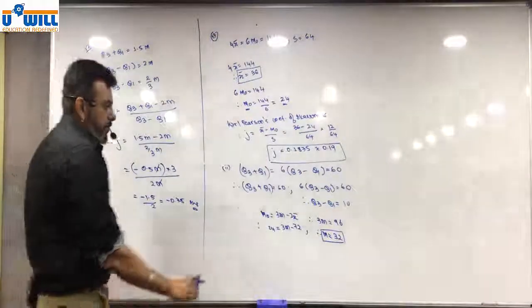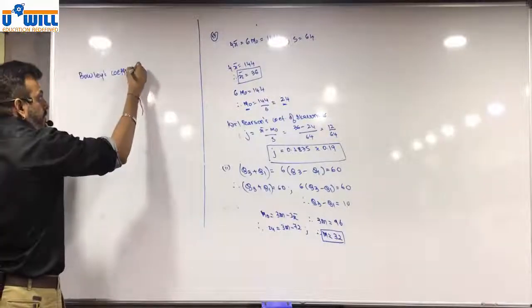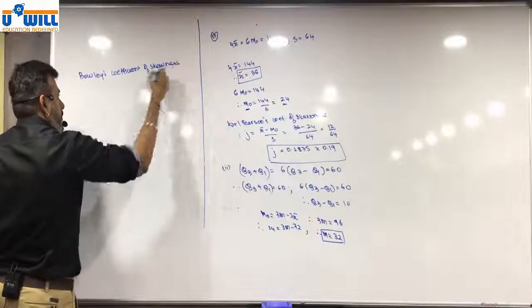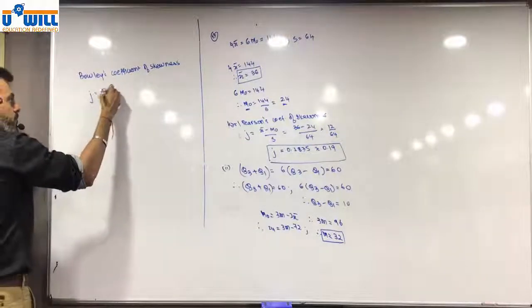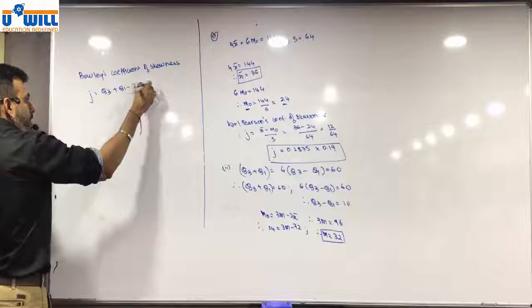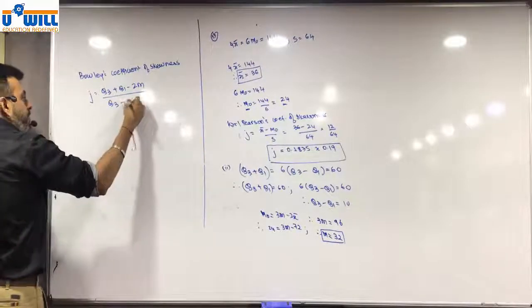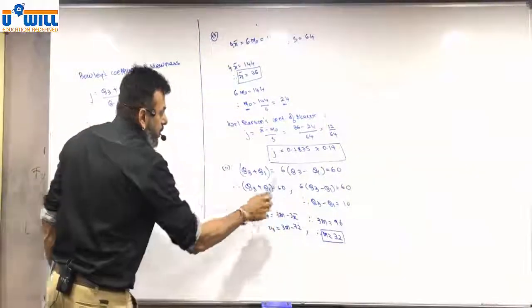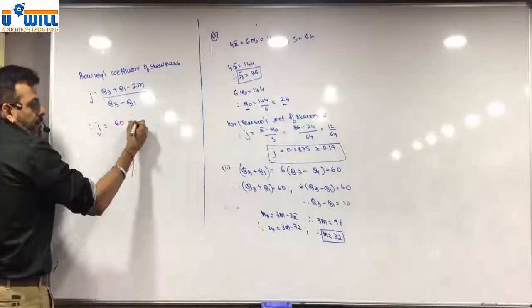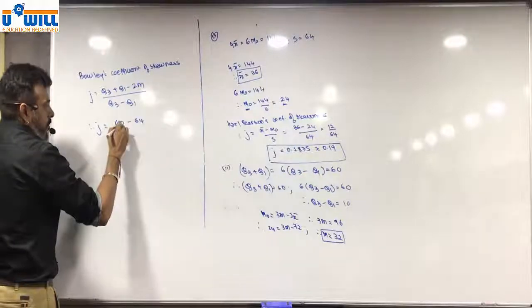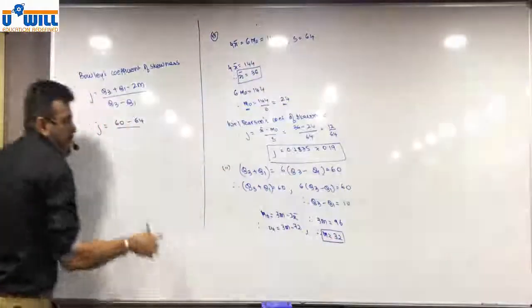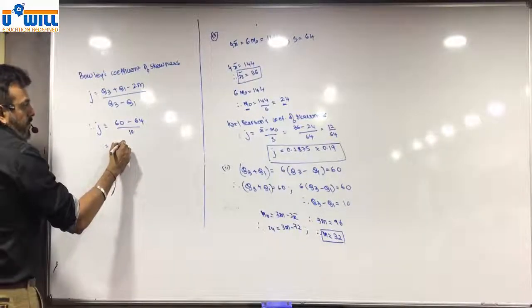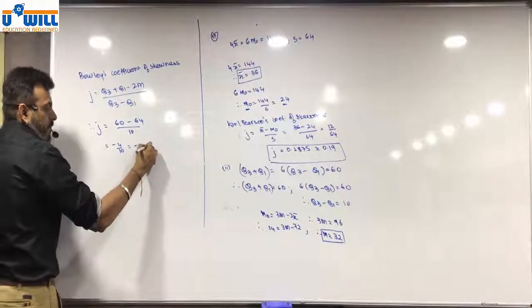We apply the formula now. Bowley's coefficient of skewness. J is equal to Q3 plus Q1 minus 2m upon Q3 minus Q1. Therefore, J is equal to Q3 plus Q1 is equal to 60 minus 2m is 64. 2 into 32 upon Q3 minus Q1 is equal to 10. So minus 4 upon 10 is equal to minus 0.4.